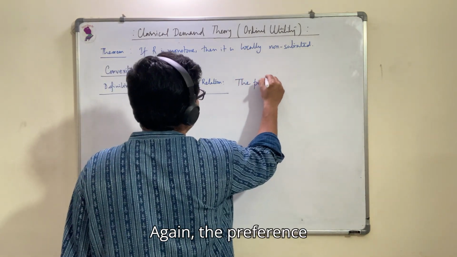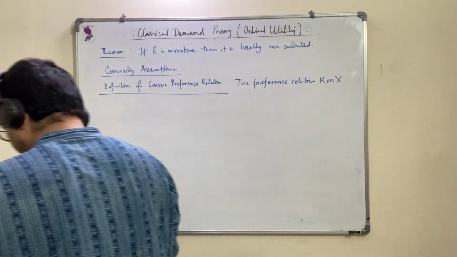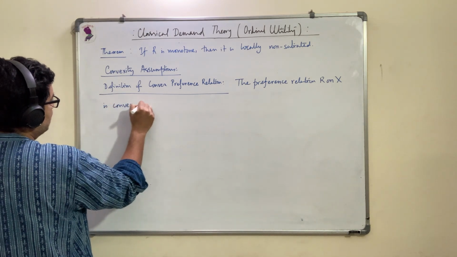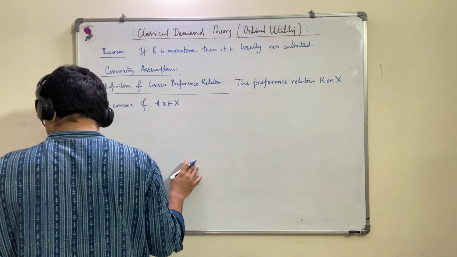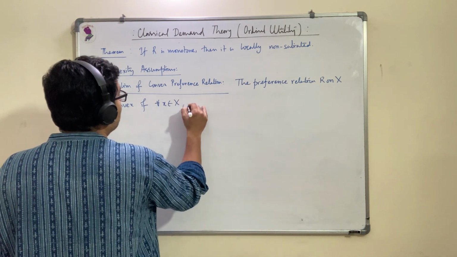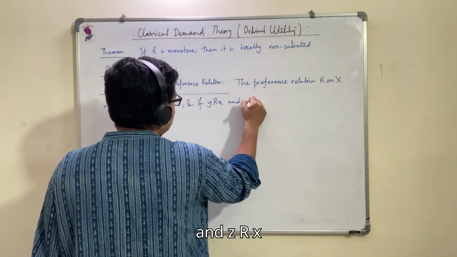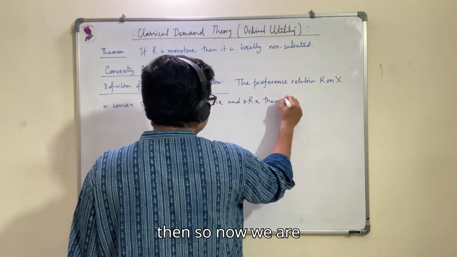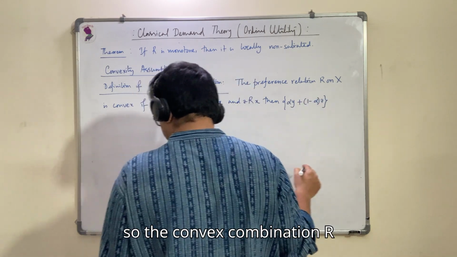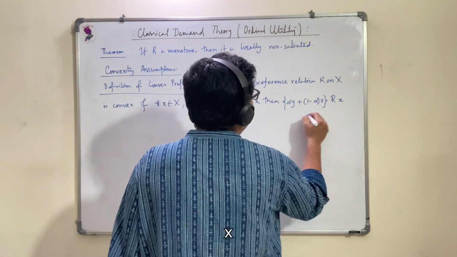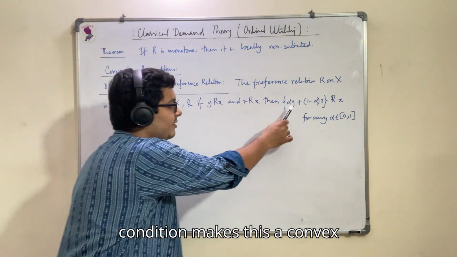Again, the preference relation R on X is convex if for all x belonging to capital X, and if y R x and z R x, then the convex combination alpha y plus 1 minus alpha z is R x, for any alpha belonging to the closed interval 0, 1. This condition makes this a convex combination.